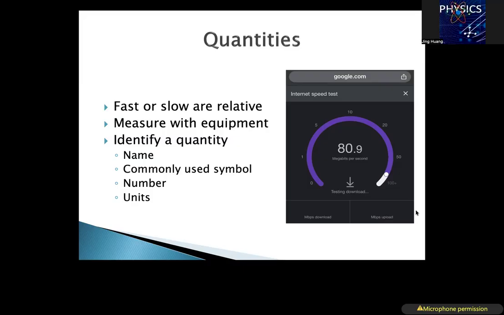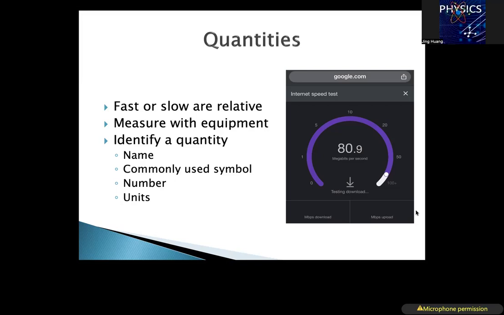A student is expected to understand the different quantities that we're going to gradually introduce in this class. And in the final exam, each student will be asked to identify a quantity in a statement. For example, a piece of news statement, a quiz or a test statement. You're expected to be able to point out the name, commonly used symbol, the number, and the units.